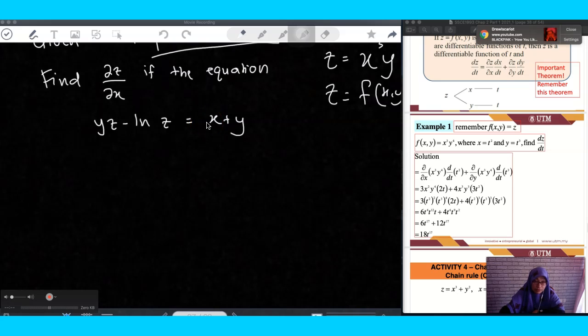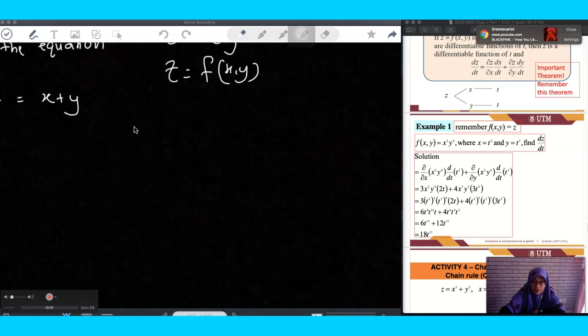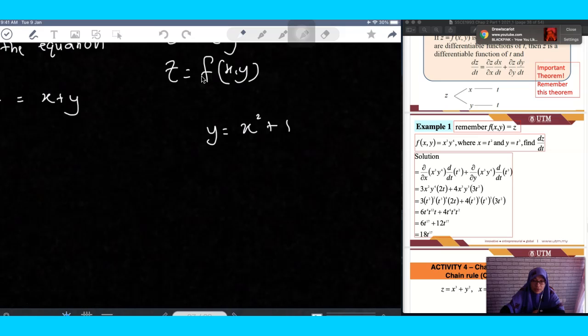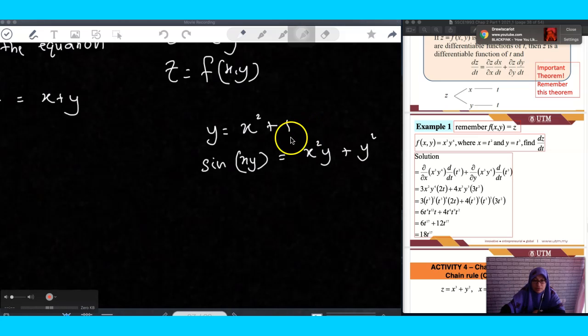But then, in order to find the derivative of z with respect to x, you cannot just directly differentiate as usual. What you have to do is differentiate implicitly. Before you learned about multivariable functions, maybe you had a single-variable function where you could separate y on the left and x on the right. But let's say you have sine of xy equals x squared y plus y squared, and you want to get dy/dx. Now we are talking about a single-variable function.